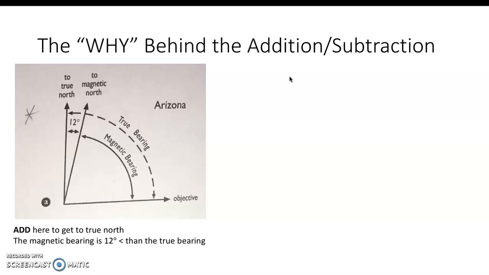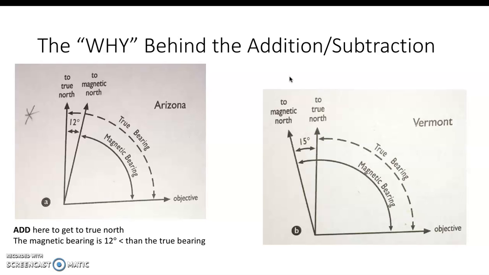In Arizona, which is west of the Mississippi, there's a declination of 12 degrees east. You can see that the magnetic north arrow is 12 degrees off from true north. So in order to get to true north, you have to add 12 degrees. Take a second to look at that drawing. I think that really explains the why behind the addition and the subtraction. Similarly, if you're in Vermont and you have a declination of 15 degrees west, you can see magnetic north is 15 degrees west of true north in this image, so you're going to need to do the opposite.